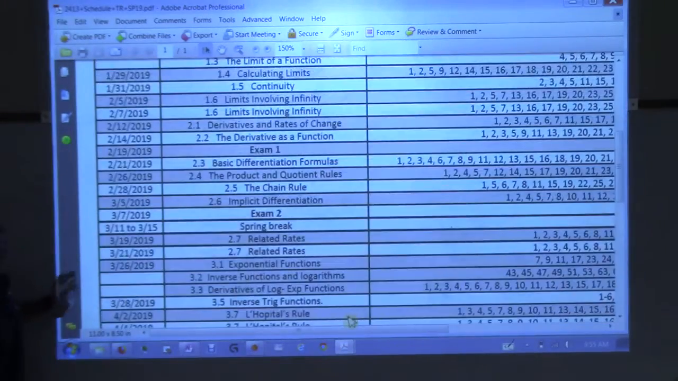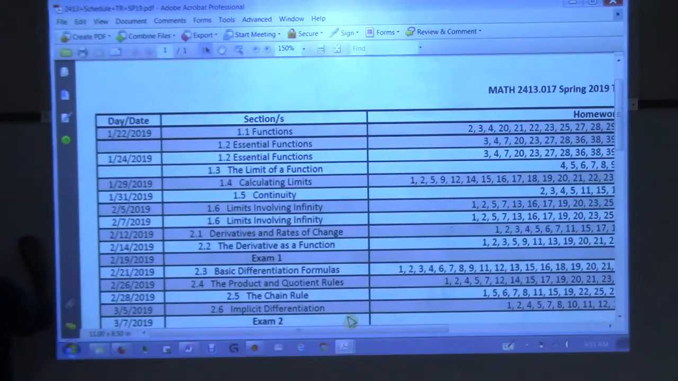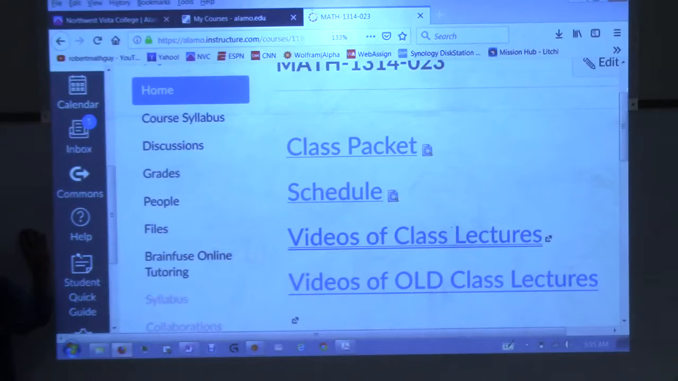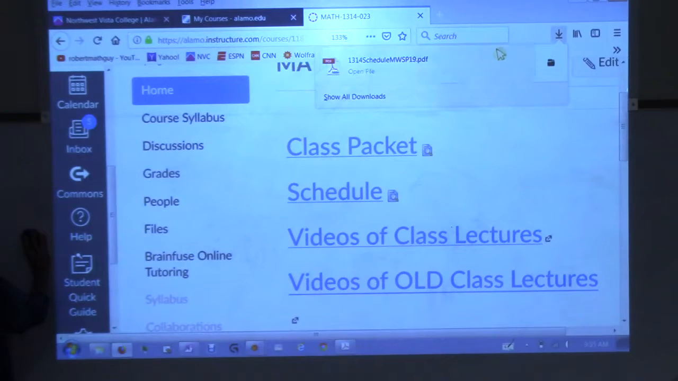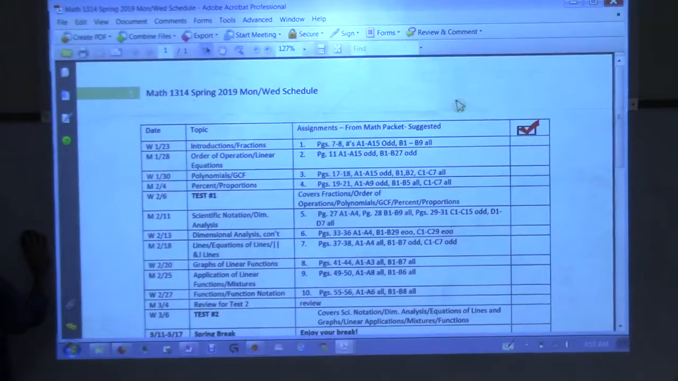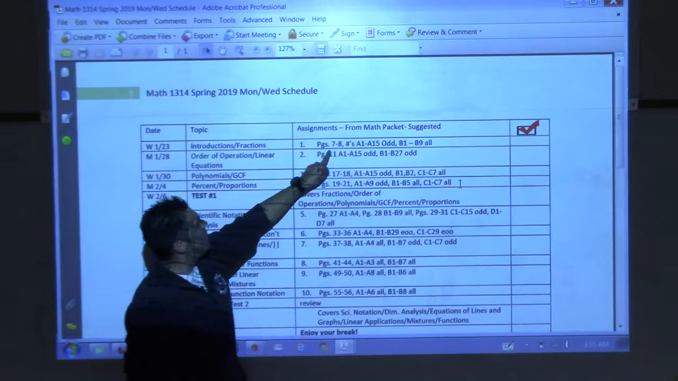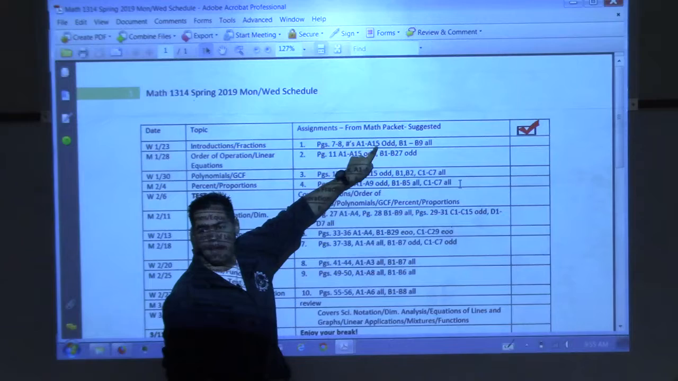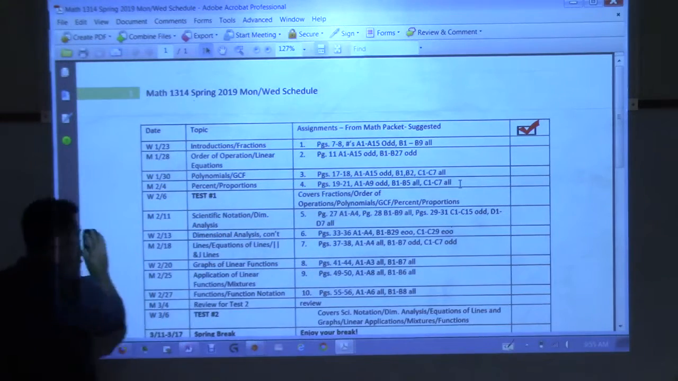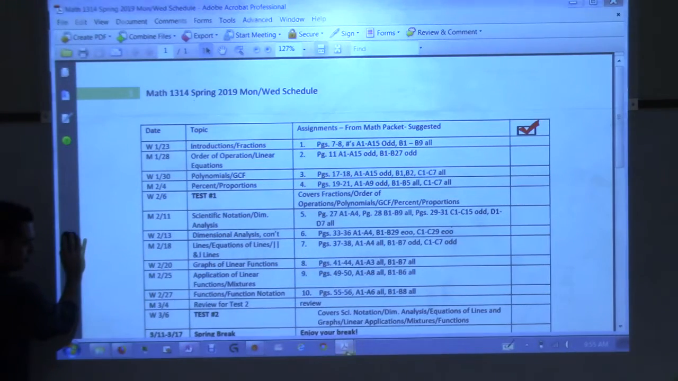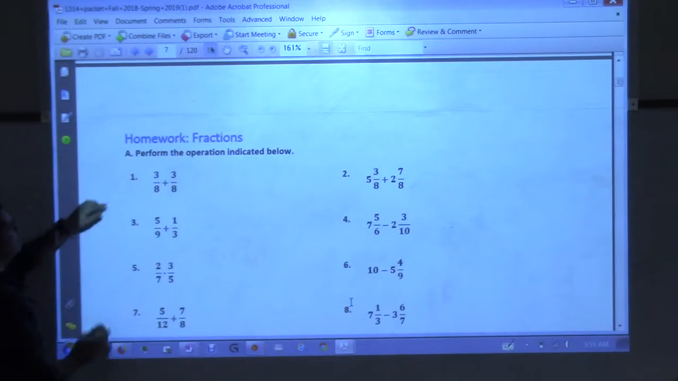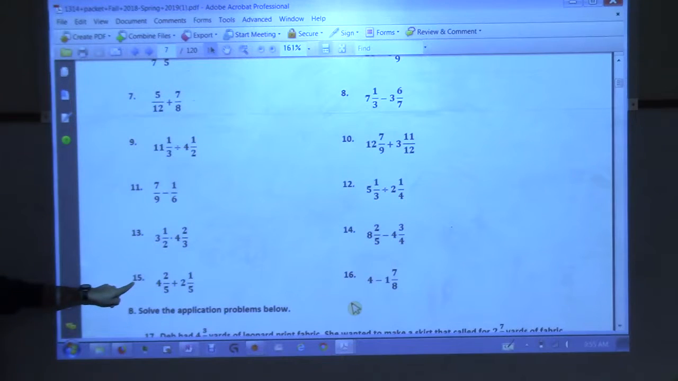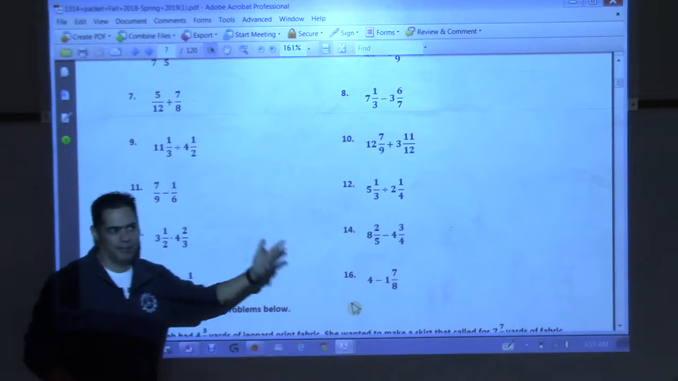So your homework for this section, well, that's not the right one. Oops, that's my calculus one. Where'd it go? So can you all see here how it says page 7 and 8, A, and then 1 through A15? Does that make sense? That's A1 through 15, right? So this one is not for homework.